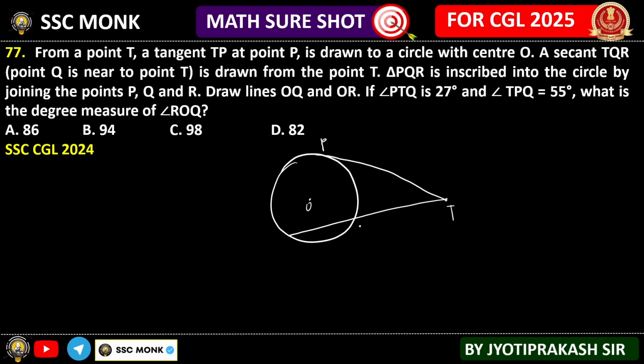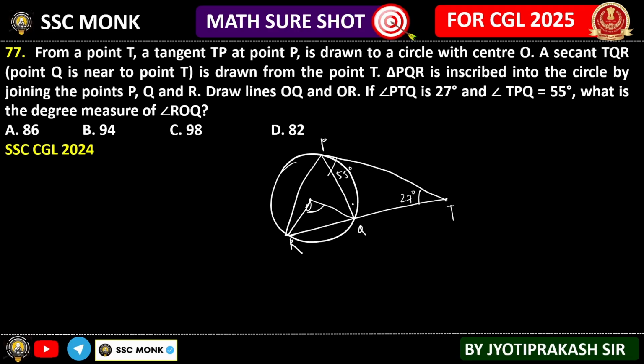TQR is drawn. So this is Q, this is R. PQR is a circle, and inside the circle is a triangle. It is saying OQ and OR are drawn. PTQ is equal to 27 degree. TPQ is equal to 55 degree. What is the value of ROQ?